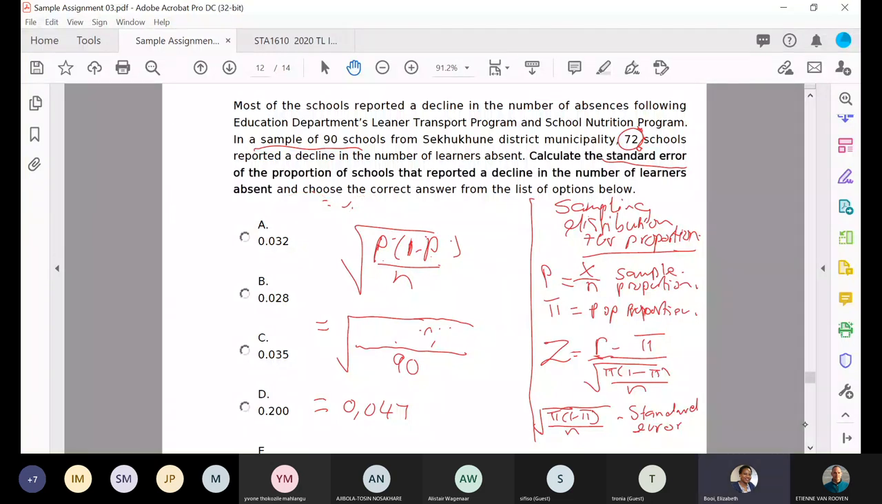If that is the case, then we need to calculate our sample proportion, which is our x divided by n first, which should be 72 divided by 90, because our 90 is n. And what is our sample proportion? 0.8. So then it's 0.8 times 1 minus 0.8. It gives you 0.042.